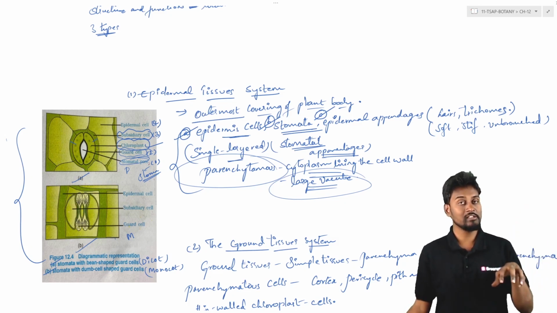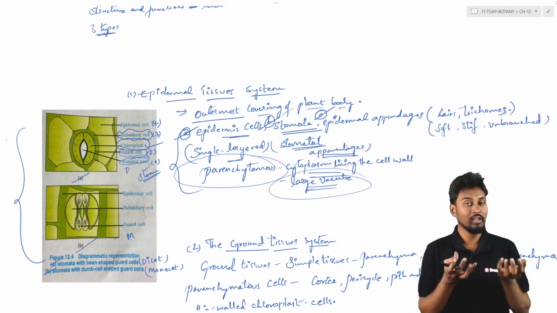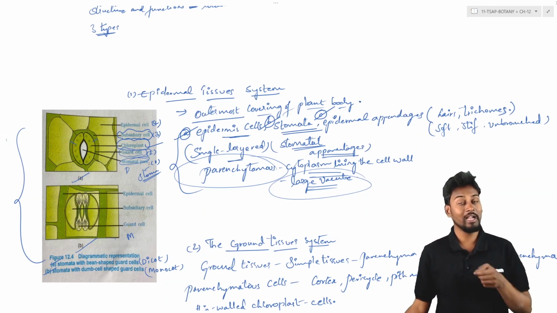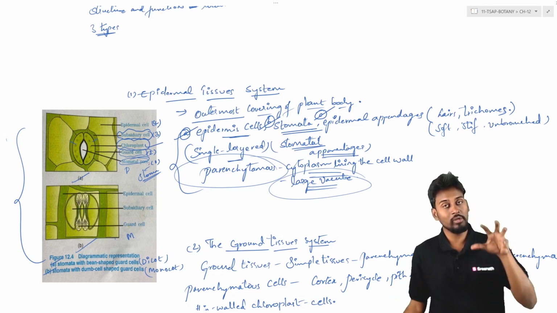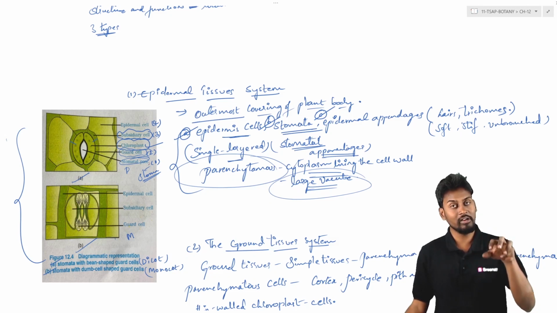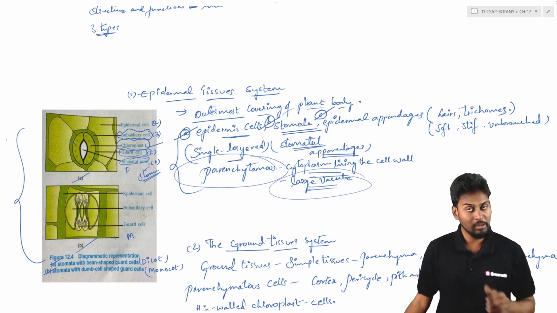What we have to understand here is that the stomatal apparatus is a structure embedded within the epidermal layer of the plant, most probably in leaves or the parts which are exposed to the sun. It is embedded within the epidermal layer of the epidermal tissue system. So this is all about the complete stomatal apparatus.